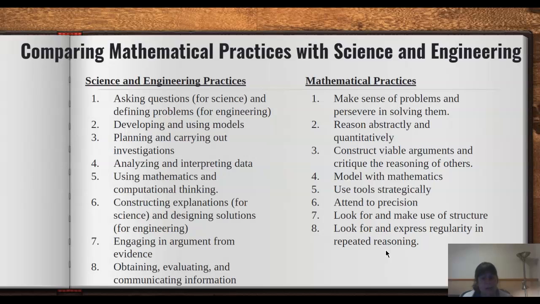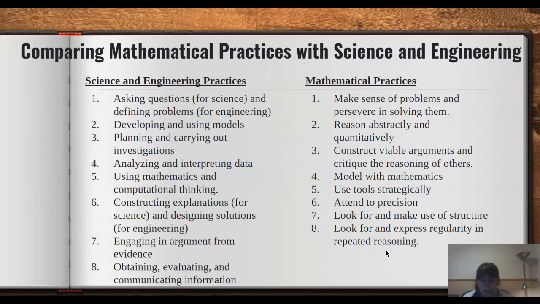I put them side by side with the science and engineering practices in hopes that you see the amount of overlap between the two. So our scientists, our engineers, and our mathematicians are all doing things like developing and using models. They are arguing from evidence. Those are big skill ideas that everybody is doing together.